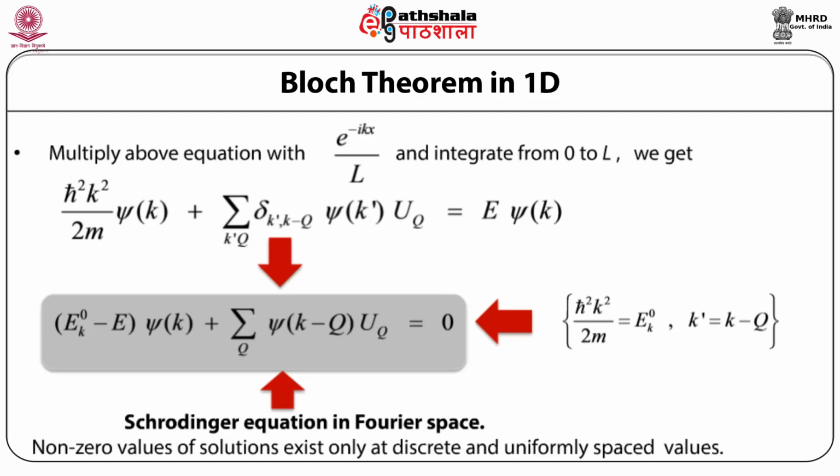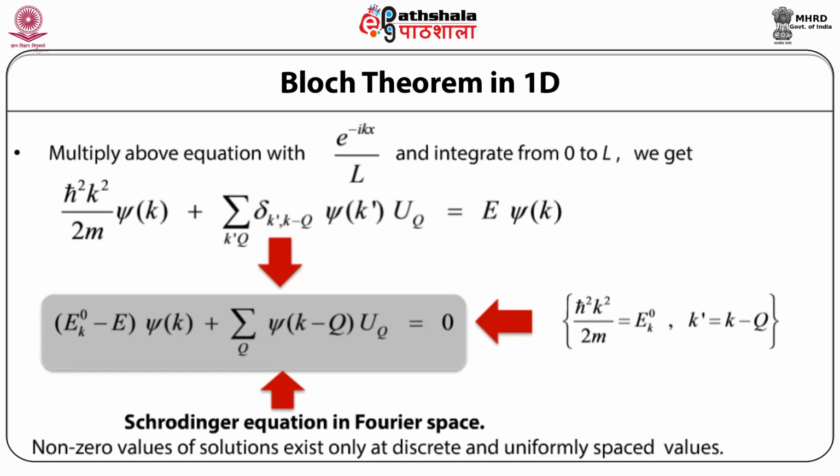So now we can rewrite the Schrödinger equation, taking into account that h cross k square by 2m is equal to, in a short form, E k naught, and k prime is equal to k minus q. So the expression then becomes (E k naught minus E) multiplied by phi k plus summation over capital Q phi k minus q into E q is equal to 0. So this is the Schrödinger equation in Fourier space.